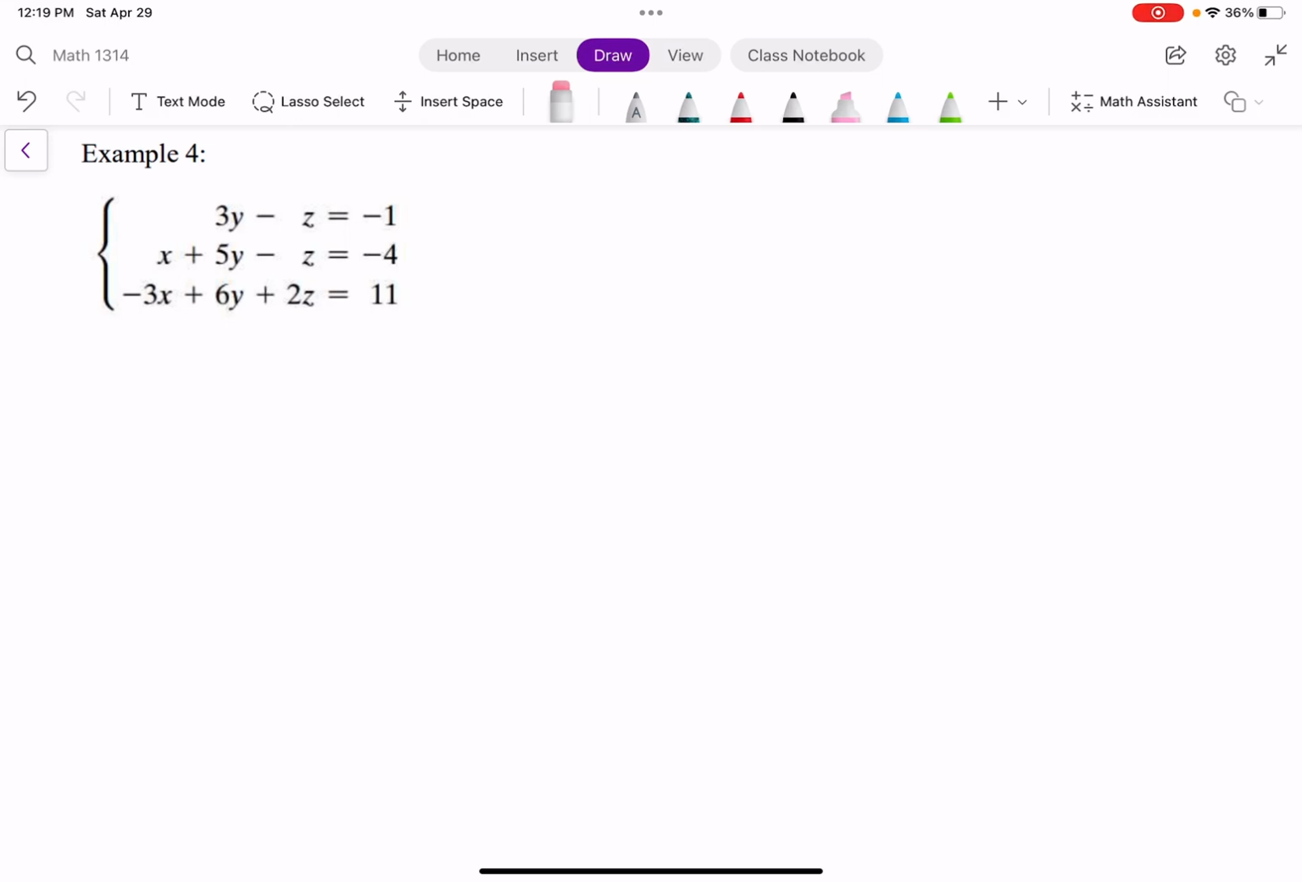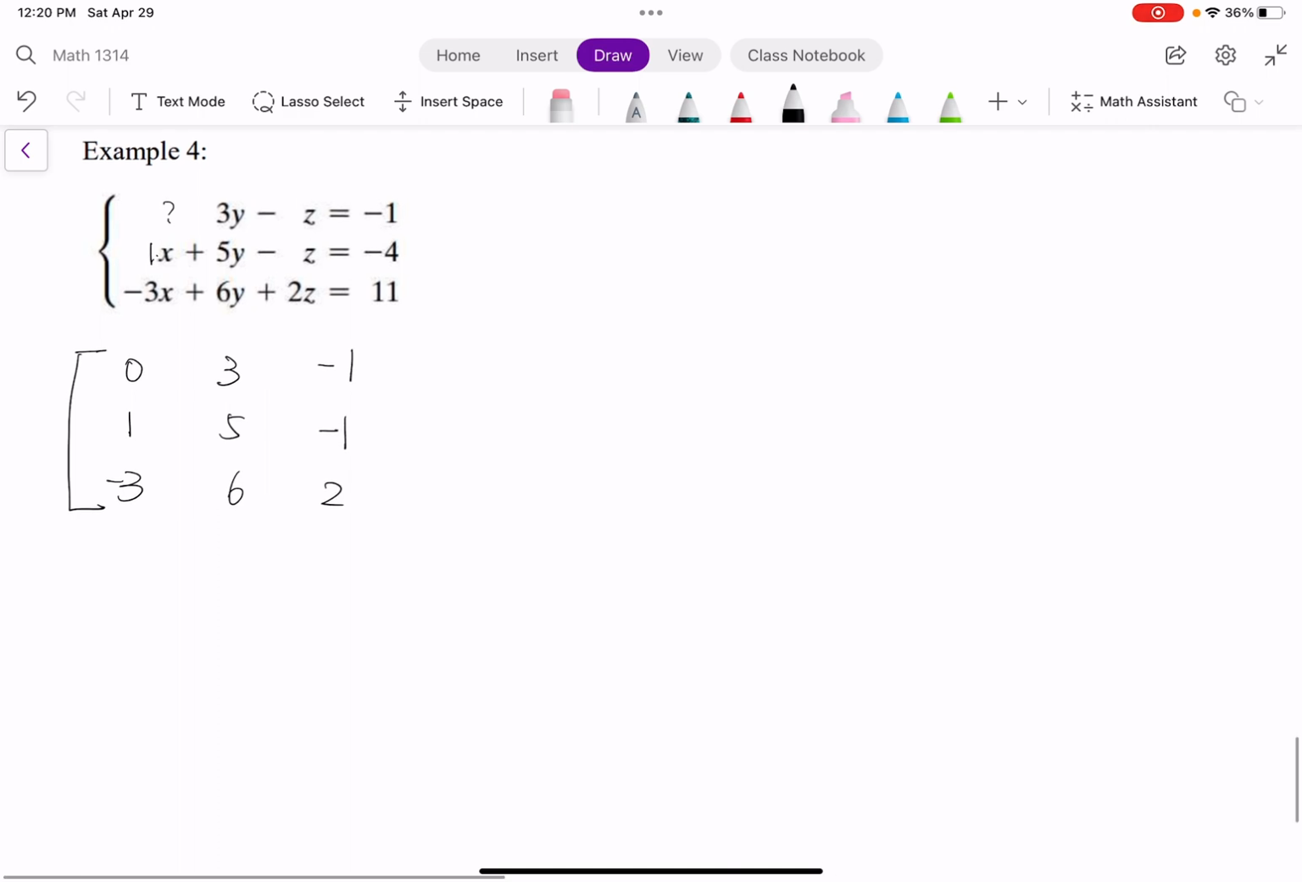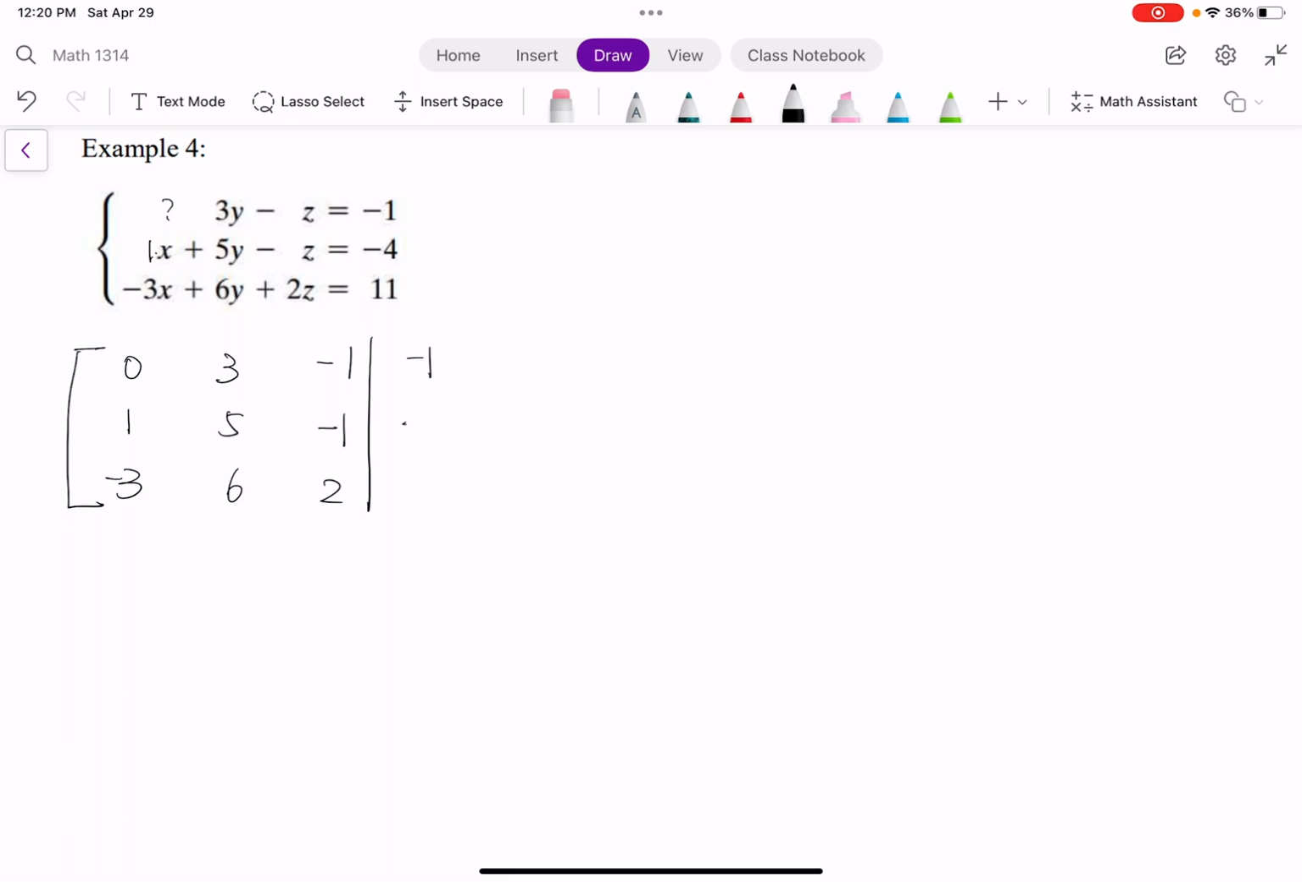Let's see the last example. First step, we need to convert it to the augmented matrix. Let's see what the coefficients of the x are. So the first row, we don't have the x term. That means the coefficient of the x is 0, and then 1, because 1 times x, and -3. Second row, the coefficient of the y: 3, 5, 6. Last row, coefficient of z: -1, -1, 2. Vertical bar, -1, -4, 11.